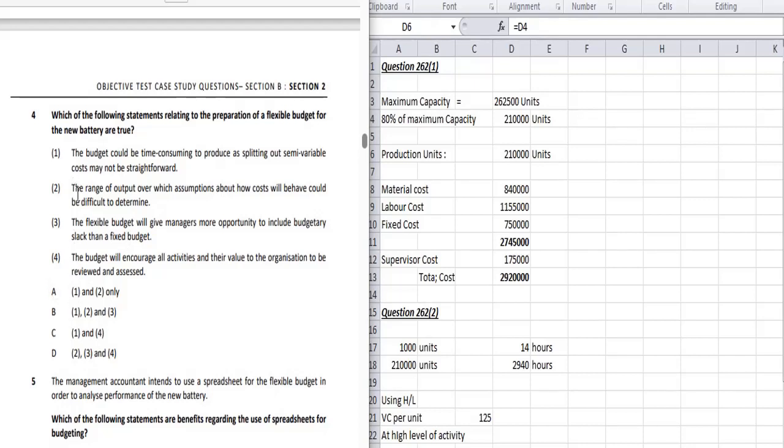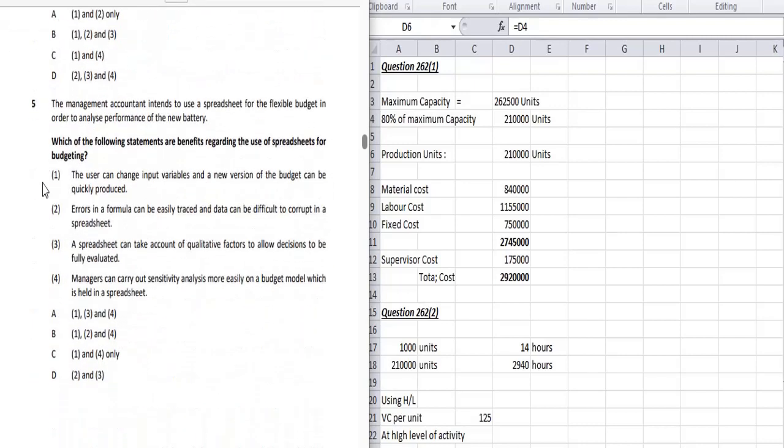The range of output over which assumptions about how cost will behave could be difficult to determine. Obviously, fixed cost will be constant for a certain range, after that it will step up. Similarly, the variable cost will be constant to a certain range; after that, if you buy more units, you will get a discount and the variable cost per unit will decrease. So statement 2 is correct.